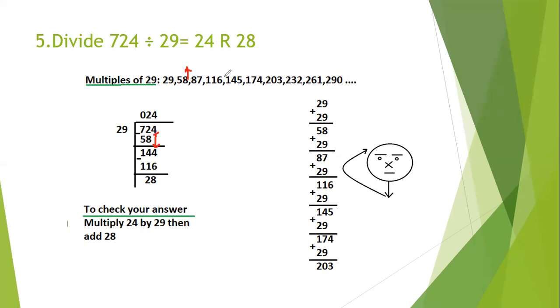144 is here. How many multiples before 144? 1, 2, 3, 4. So write 4. 4 times 29, 1, 2, 3, 4, 116. Then subtract. The remainder is 28, and 28 is smaller than 29. So to check your answer, multiply 24 by 29, then add 28 to check that the answer is 724.